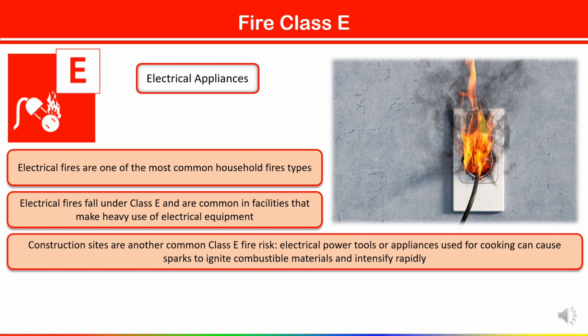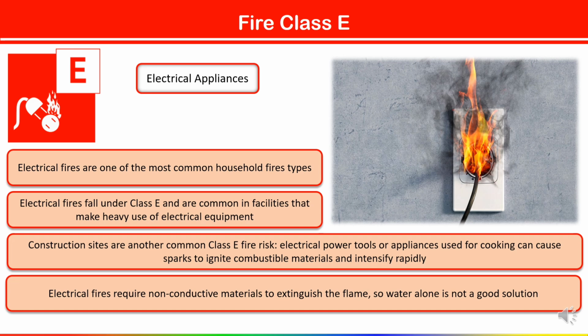Construction sites are another common class E fire risk. Electrical fires require non-conductive material to extinguish the flame, so water alone is not a good solution. So never use water here to extinguish a class E fire. Why?